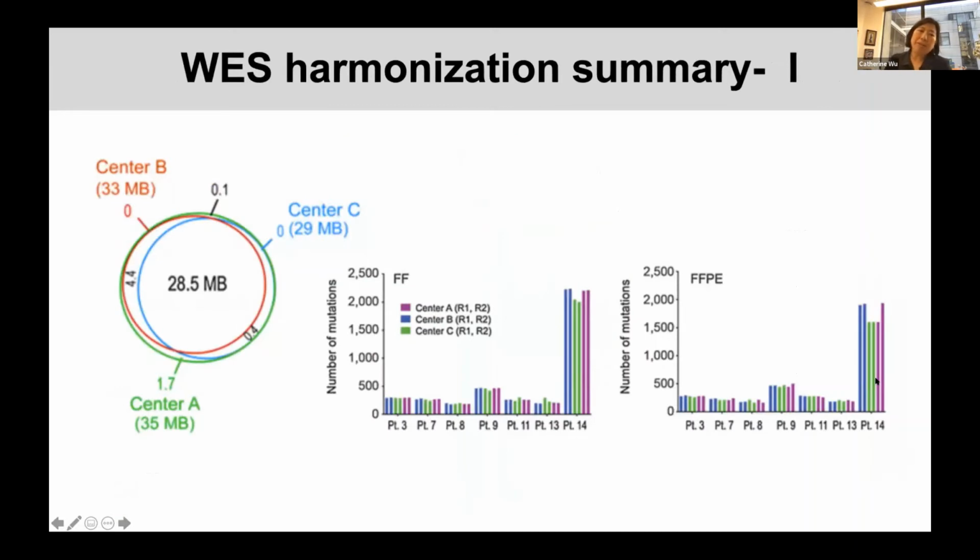I'll run through these relatively quickly because this is published data, but just to say at the level of the DNA analysis, all 3 centers were able to capture largely concordant exomes. And then as we started to look at number of mutations, whether in the fresh frozen or in the FFPE, you can see visually that there was a great deal of concordance as we were going through the different patient samples. So that was actually really great.